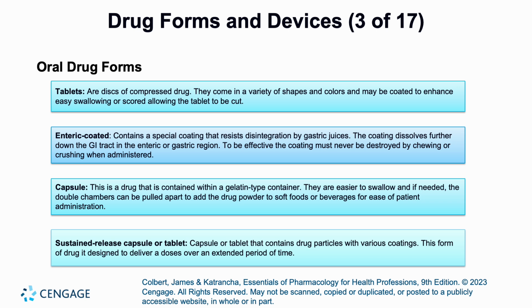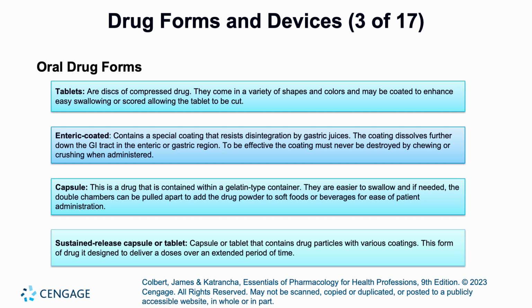One is tablets. Tablets are discs of compressed drug. They come in a variety of shapes and colors and may be coated to enhance easy swallowing or scored, allowing the tablet to be cut. Remember, scoring just refers to a line in the center of the tablet, or sometimes there are medications that have two scoring lines, so they are broken into threes. Those are important because they allow for easy cutting or breaking of the tablet with a controlled amount of the substance still.